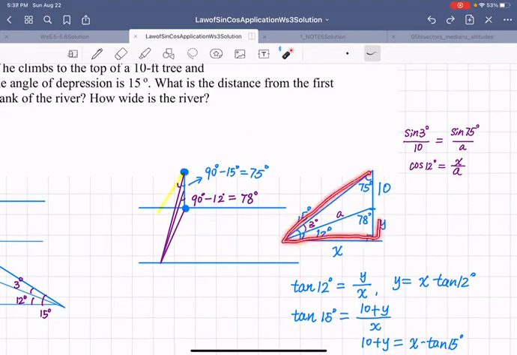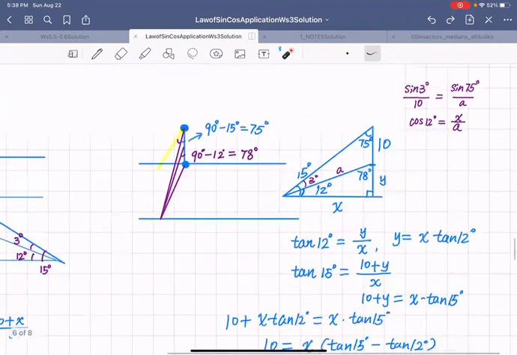In this right triangle, this is 15. Tangent 15 equals the opposite over the adjacent. The opposite is 10 plus y. The adjacent is x. So you have here. Did I answer your question? This is 10 plus y. So 10 plus y equals tangent 15 times x. Did I answer your question?